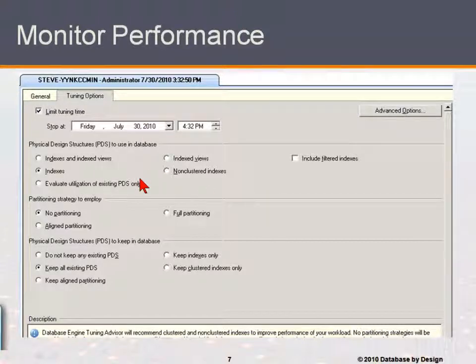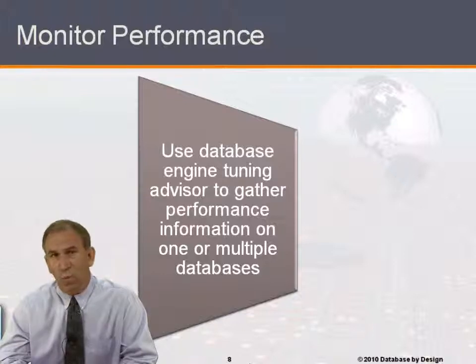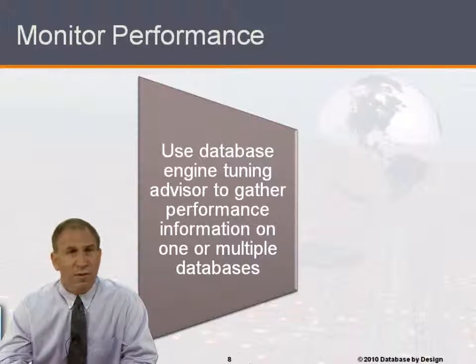Also, we have the option of clustered as well as non-clustered indexes. We can tell it to include partitioning or not include partitioning. So the bottom line here is that when we go in through DTA, we can select our databases, we can select specific tables within that database, and then it will provide us analysis on indexes, indexed views, partitioning, as well as the physical design structure, as far as what we need to do to improve performance within this database. Database Engine Tuning Advisor will give us advice on one or multiple databases, as well as one or multiple tables within that database.